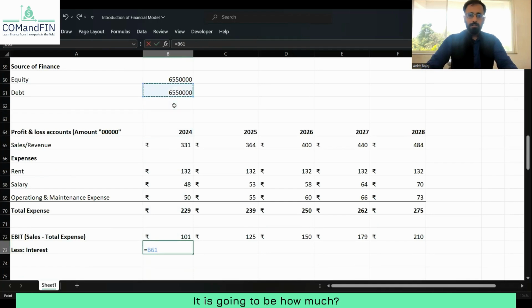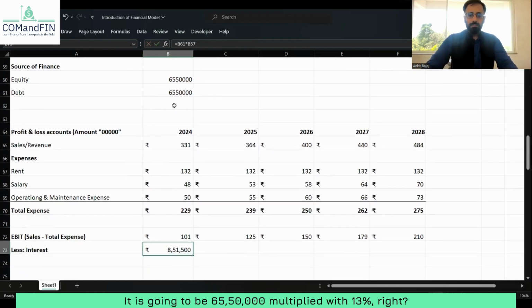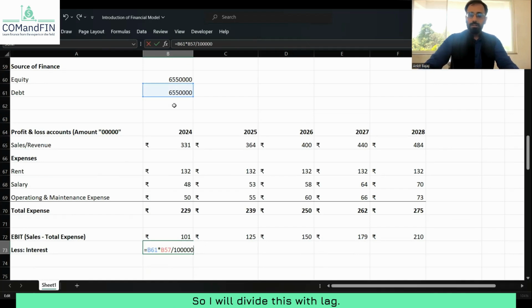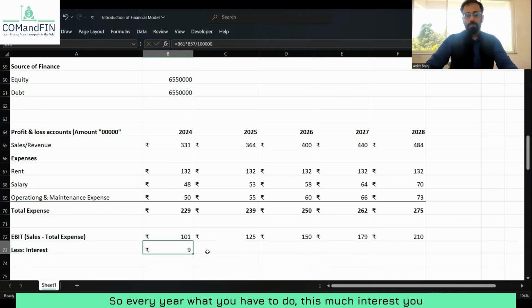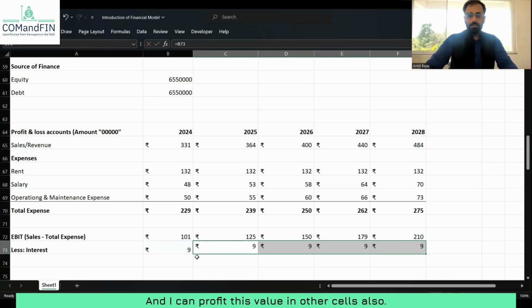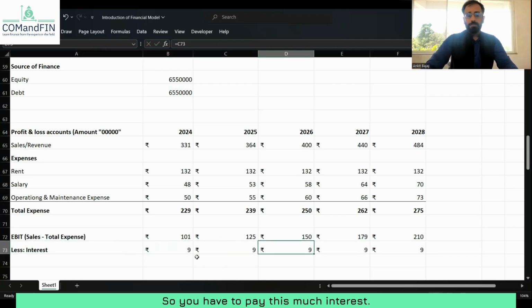It is going to be 65 lakh 50,000 multiplied by 13%, right? So this much interest you have to pay, and we have to keep the numbers in lakh, so I will divide this by a lakh. Every year you have to pay this much interest, which is somewhere around 9 lakh. And I can copy this value into the other cells also.